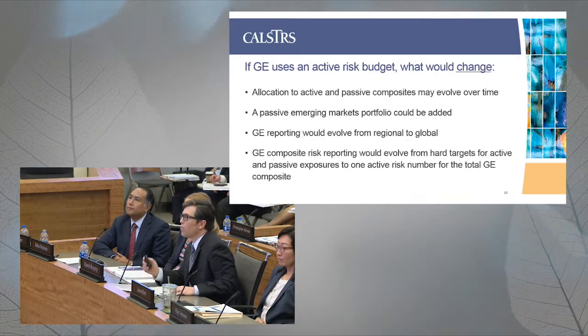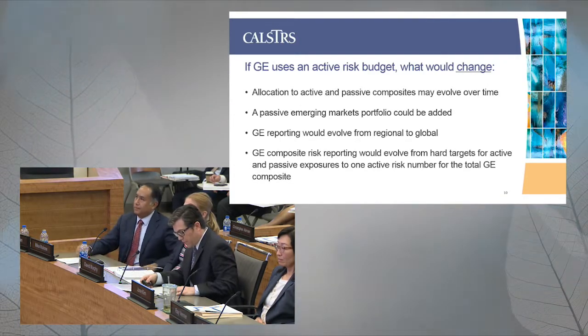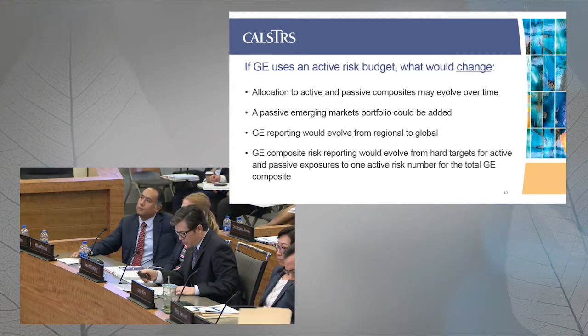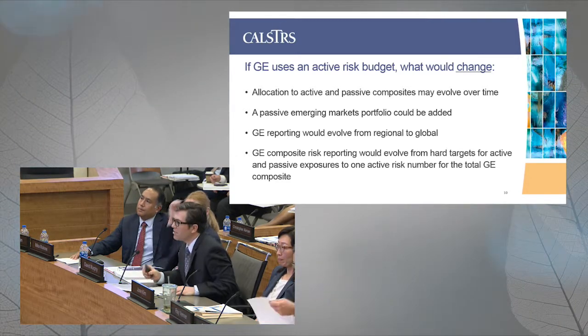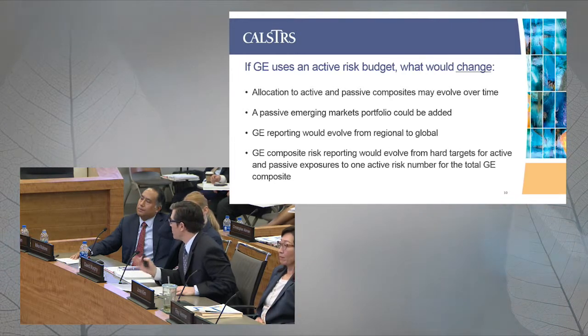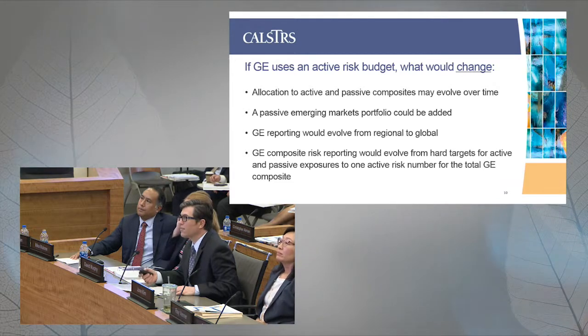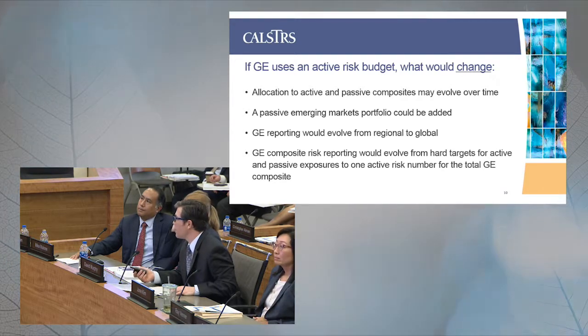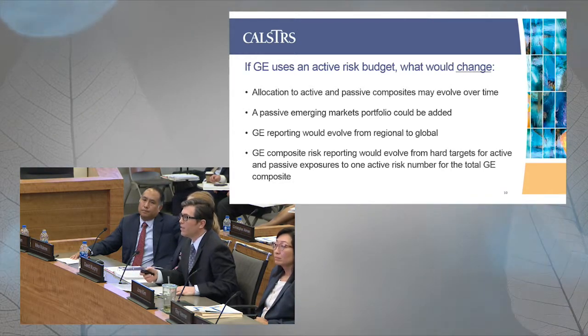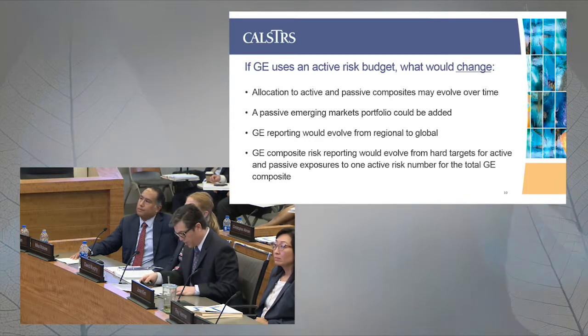So let's talk about what would change with an active risk budget. With the risk budget, the silo approach to managing each regional composite would be removed, and we would be able to allocate to the best opportunities across the globe, regardless of region. As a result, our allocation to active and passive composites may fluctuate over time, and we would have the ability to allocate to a passive emerging market strategy.